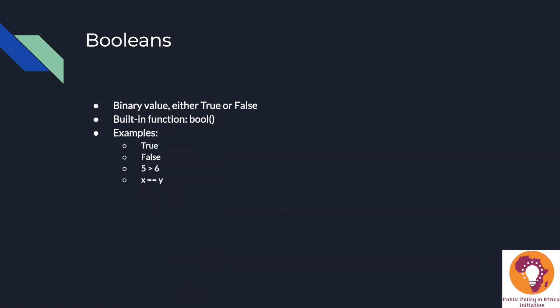So Booleans. Booleans are binary values. They're either true or false. You can think of them as also like 0 or 1. Anything that has a strict dichotomy is a Boolean. So true or false is the base type there. The built-in function there is bool. So it's not the whole word Boolean, just bool.